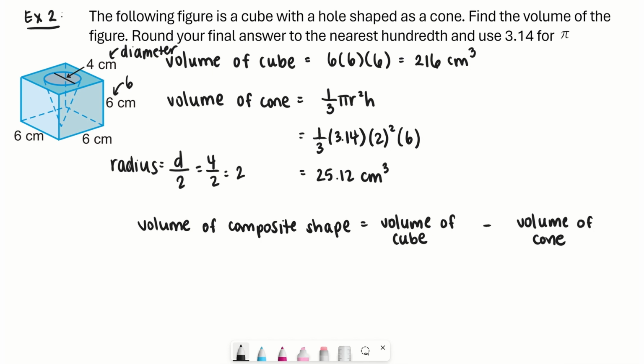Now to find the volume of this figure, I'm just going to take the volume of the cube minus the volume of the cone. So I get 216 minus 25.12, and that will give me 190.88 centimeters cubed.